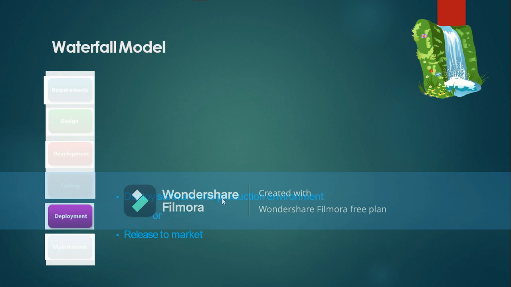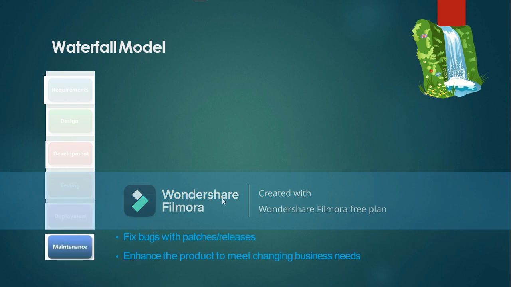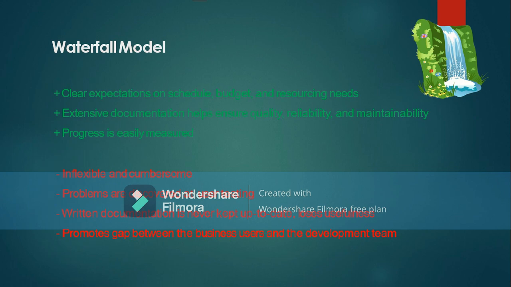So software is deployed in production, or if it's something hardware, then it is released in the market. So that is deployment. And maintenance is any issue that comes after a product is used by the end user, that is a bug. That bug is handled by this entire team after the completion of the entire process. So that is the complete process of the waterfall model.